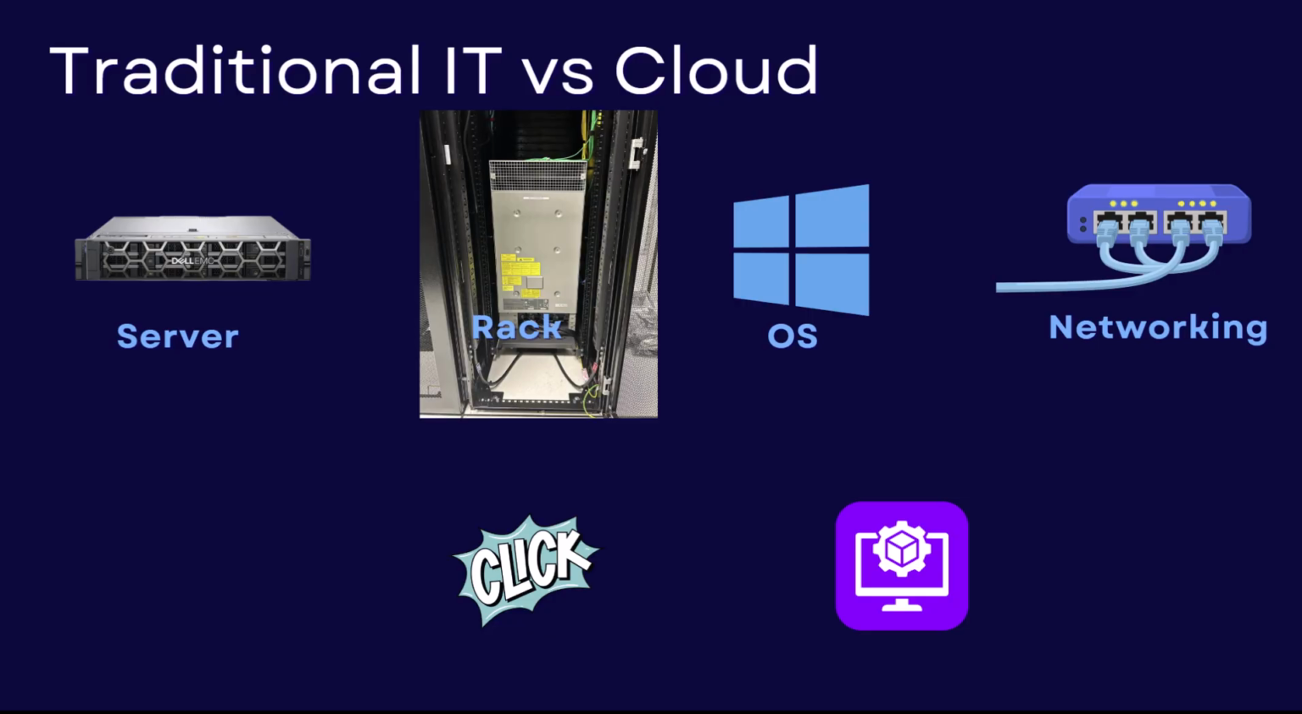Now, let's discuss traditional IT compared with the cloud. In traditional IT, if we need a server, we buy hardware like Dell or HP servers. Then we rack it into our data center rack and install the Windows operating system, VMware, or Linux based on our requirement. Then we configure the network, then we maintain it for years. This is what we do in on-premises.